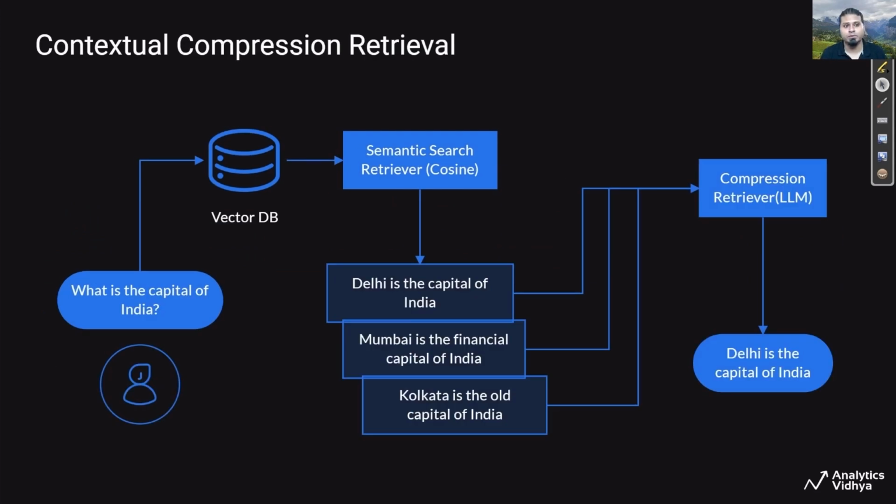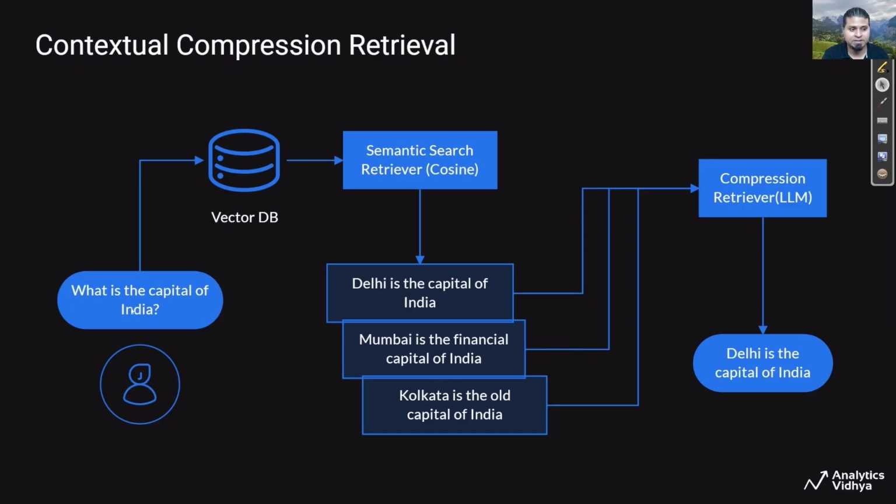What about contextual compression retrieval? In contextual compression retrieval, given an input question, it goes into the vector database. You can use any kind of retrieval strategy like cosine similarity, maximum marginal relevance, or even, let's say, a multi-query retriever, and then you retrieve documents relevant to the input question. Then you send all of these documents into a compression retriever. The compression retriever could extract the most relevant part of the documents related to the input question, and it can also filter out the irrelevant documents.